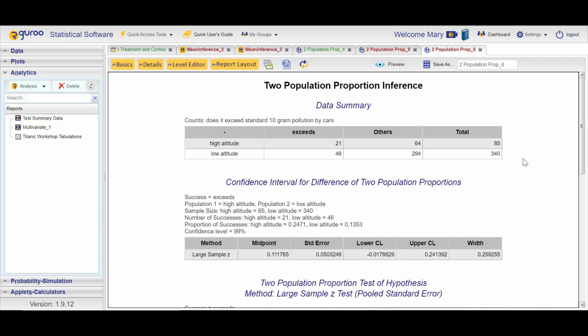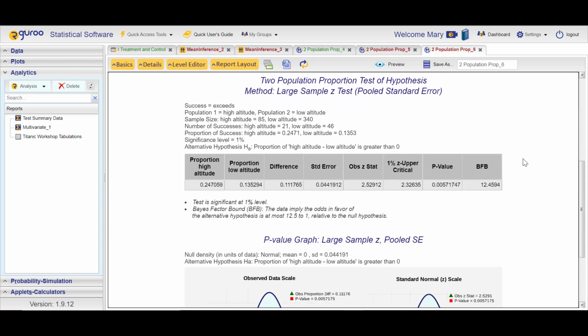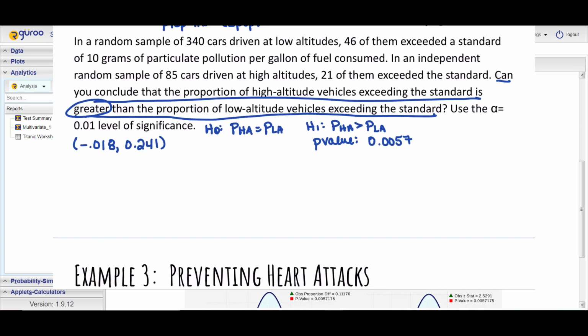It looks like our confidence interval is negative 0.018, if we rounded, to 0.241. All right, and we have a p-value of 0.0057. Okay. Going back to the other screen. So this is definitely less than 0.01. So we would say we reject the null.